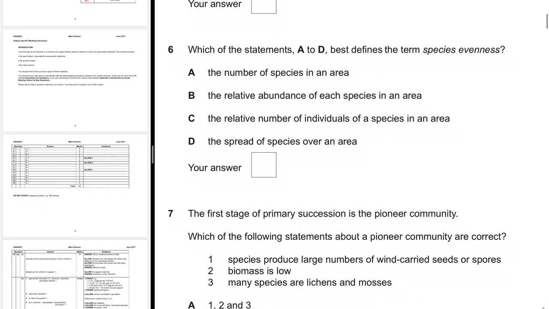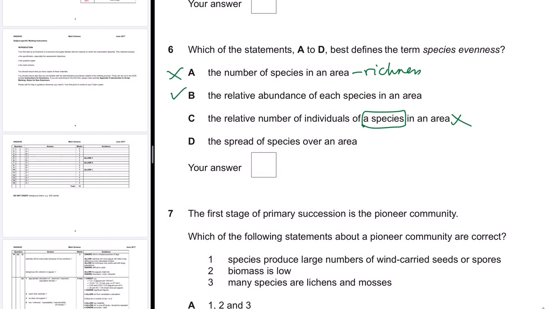Next question. Which of the statements A to D best defines the term species evenness? The relative abundance of each species in an area. So the number of species in an area, that is actually richness. So the number of different species in an area is richness. So it can't be that. The relative abundance of each species in an area is a possibility. The relative number of individuals of a species in an area, that is not richness or evenness, that's more abundance, I guess. So it's less likely to be that.